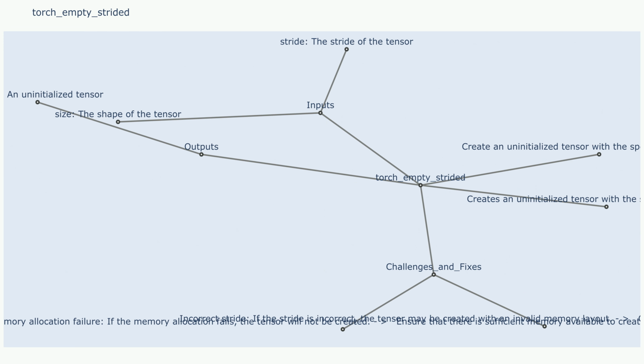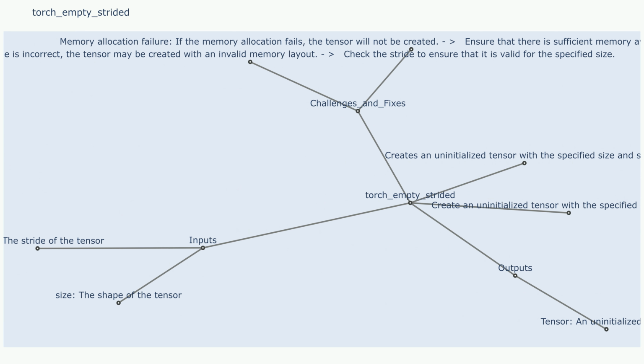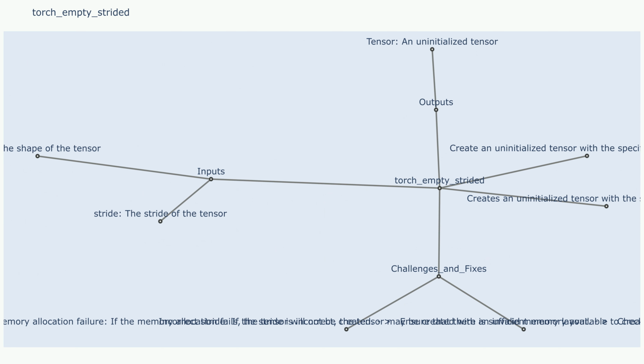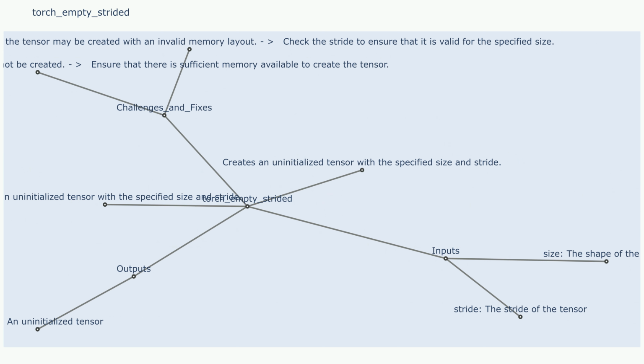Outputs: a tensor, an uninitialized tensor with the specified size and strides. Steps: the torch.empty_strided function takes the desired size and stride of the tensor as inputs. It allocates the required memory for the tensor. It sets the strides of the tensor according to the provided stride input. The function returns an uninitialized tensor with the specified size and strides.